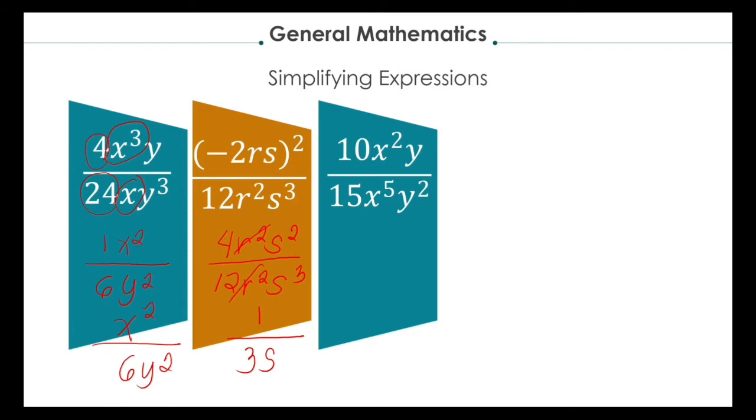So, dahil alam na natin yung process in simplifying expression, what do you think is the answer? So, we have 2 all over 3. Then, we have x cubed on the denominator and y on the denominator. So, we have the final answer as 2 all over 3x cubed y.